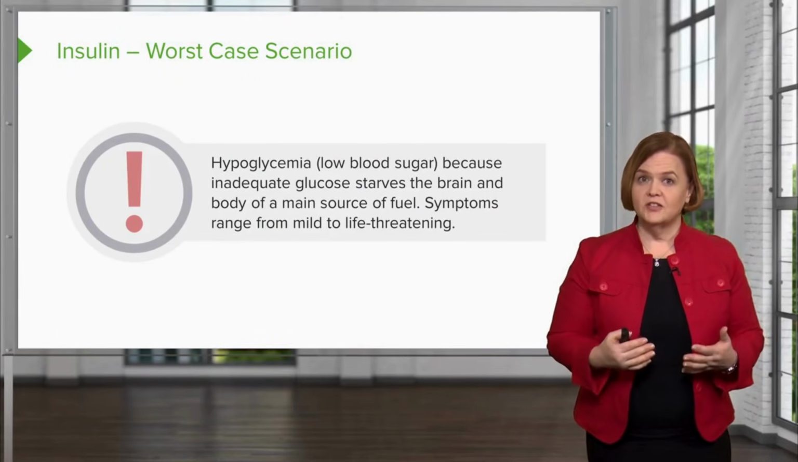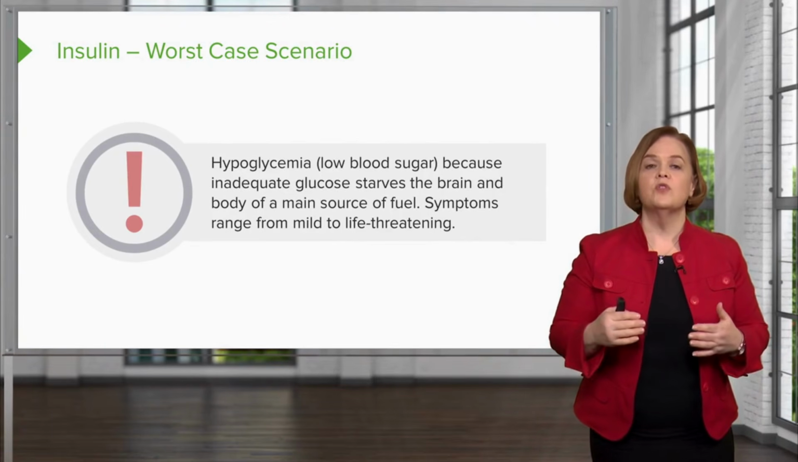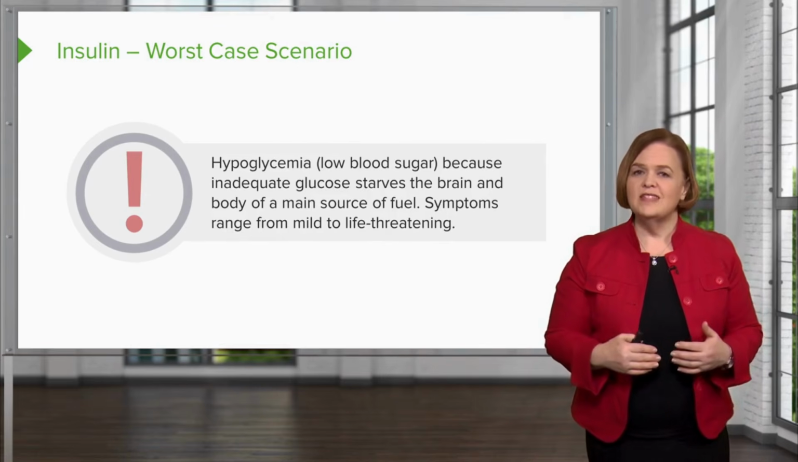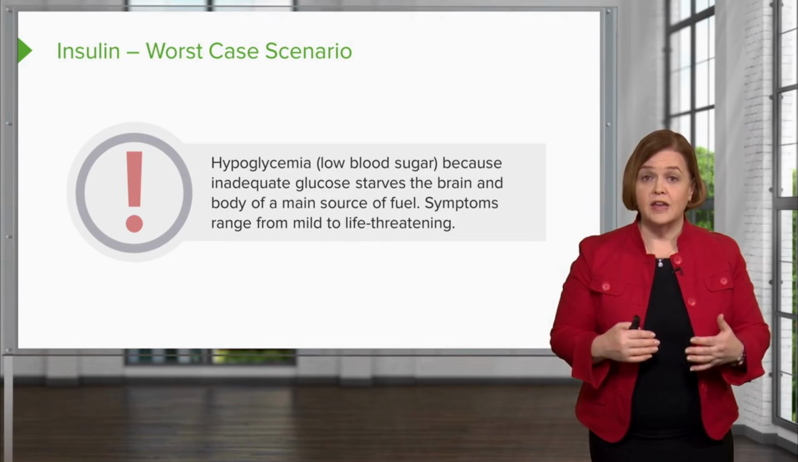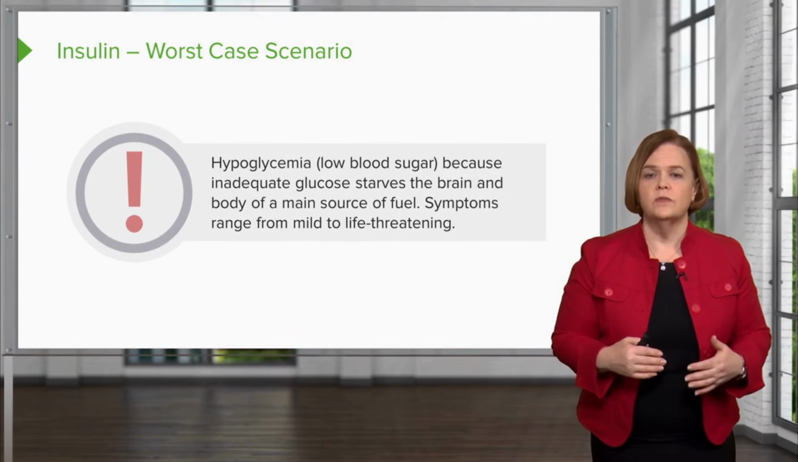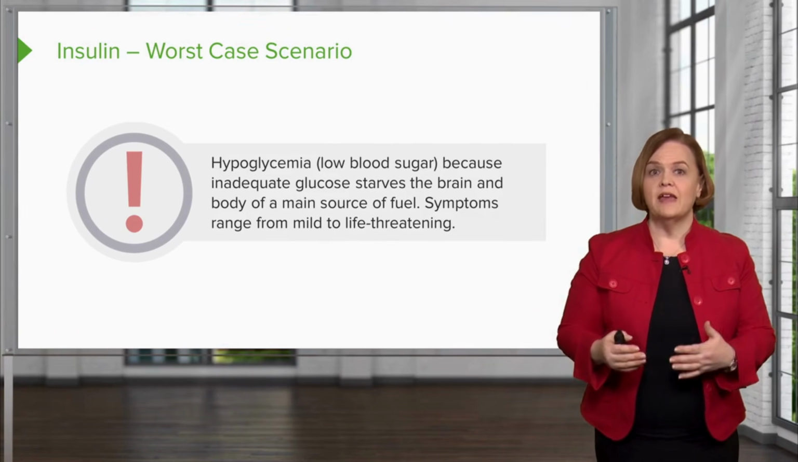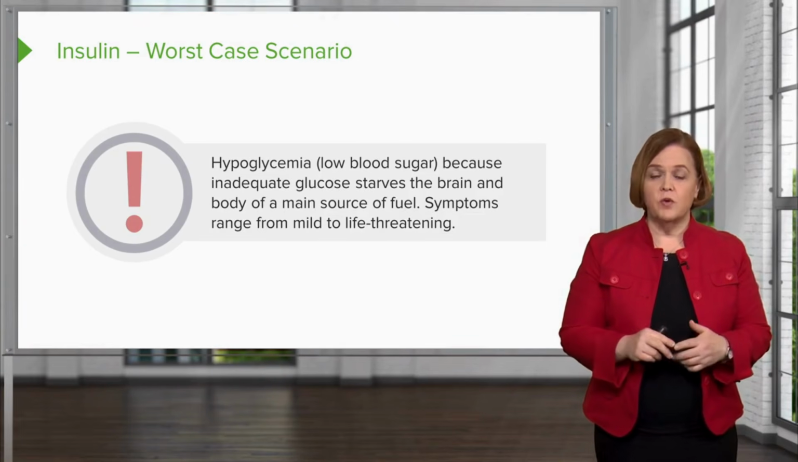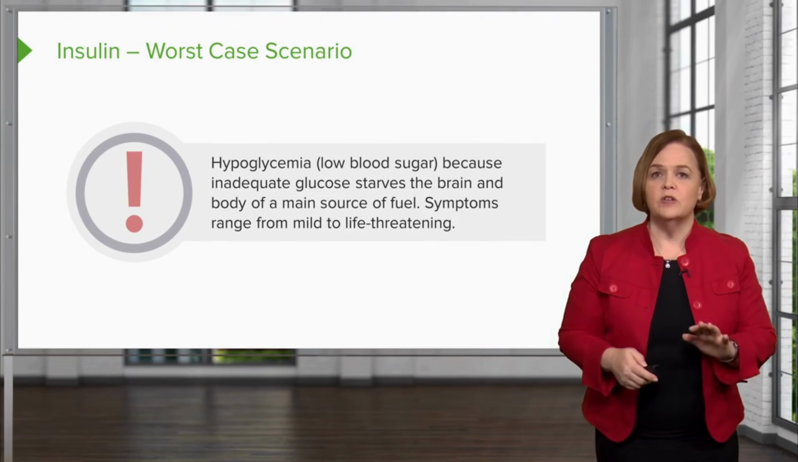Sometimes people are shocked to learn that we're not as worried about the high blood sugar as we are the risk of low blood sugar for people who are on insulin. Because if they have inadequate glucose, they're going to starve your brain and your body of their main source of fuel. So the symptoms for low blood sugar can range from mild to life-threatening.